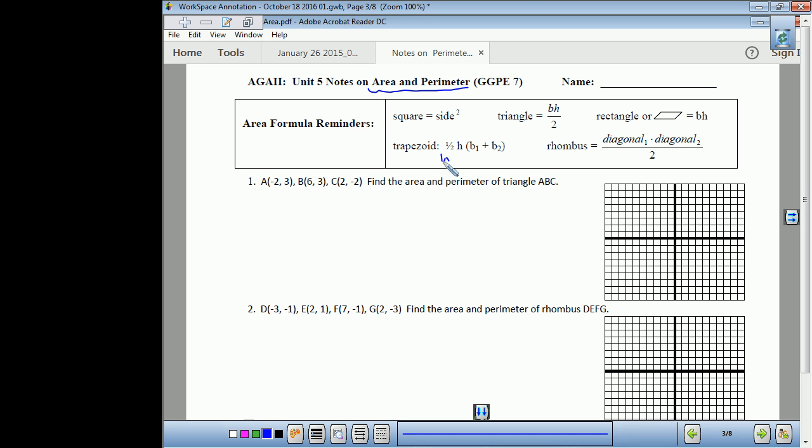Or I could write it as h times b1 plus b2, all divided by 2. You may have learned it that way. Now this is probably the new one to you. So if you had to learn something, this would be it. And the area of a rhombus is the product of the diagonals divided by 2.